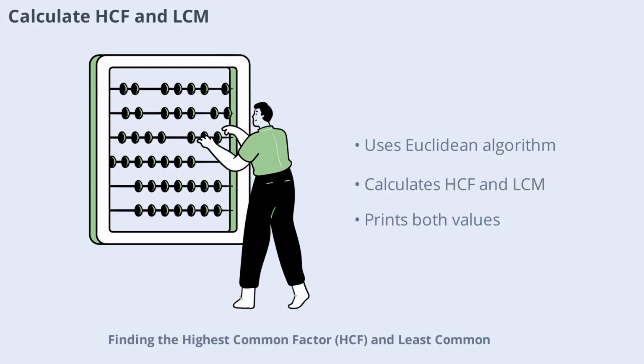Finding the highest common factor (HCF) and least common multiple (LCM) of two numbers is a classic math problem. The program uses the Euclidean algorithm for HCF and then calculates LCM using the product divided by HCF. This is a great way to combine mathematical logic with programming.